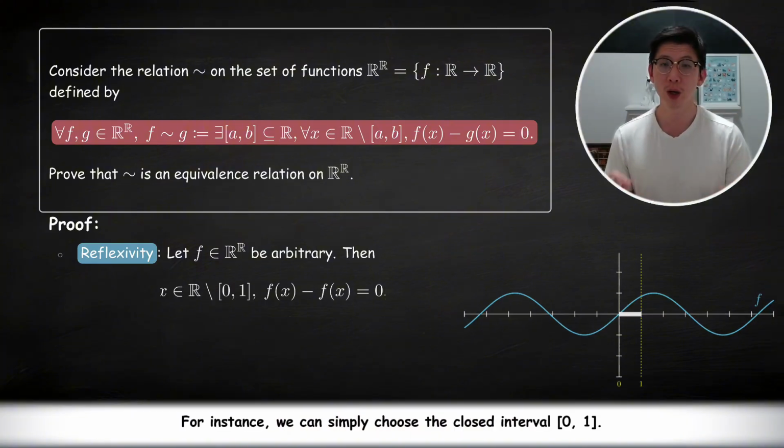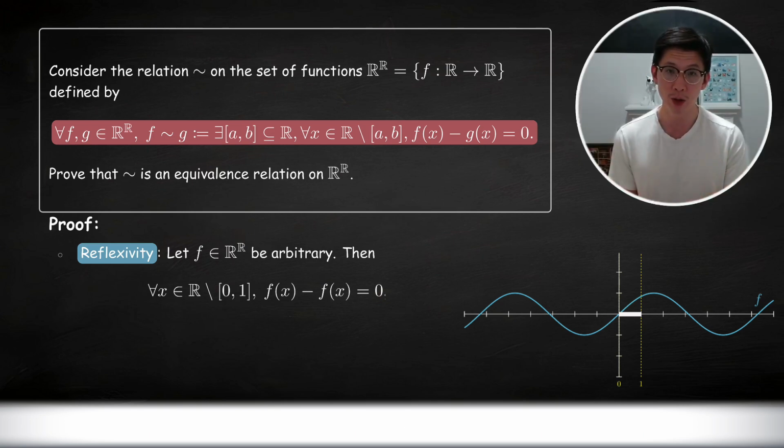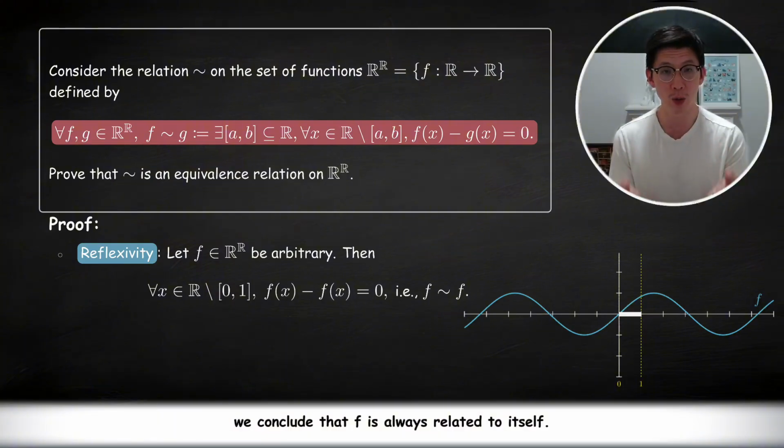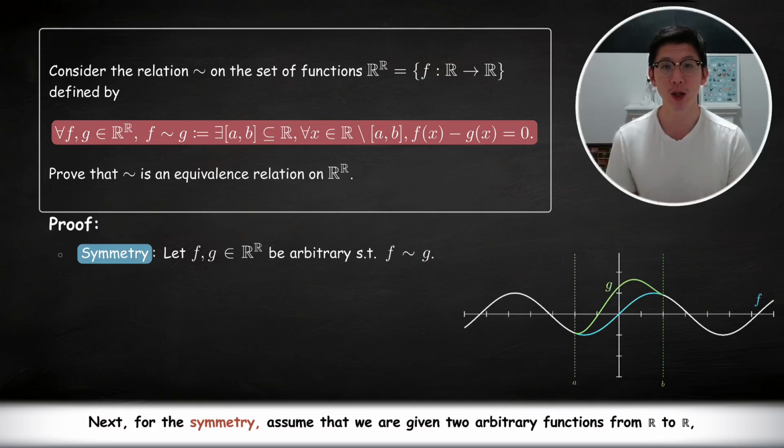For instance, we can simply choose the closed interval [0, 1]. Since f(x) minus f(x) is always equal to 0 in the complement of this interval [0, 1], we conclude that f is always related to itself. This justifies the reflexivity.